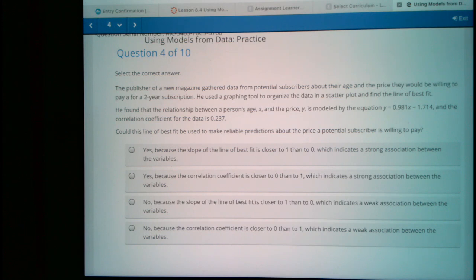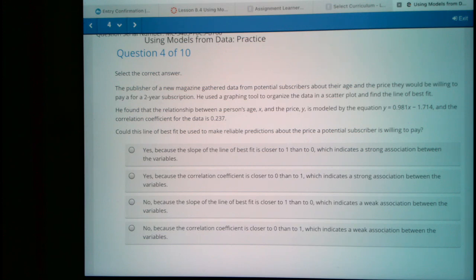Could this line of best fit be used to make a reliable prediction about the price a potential subscriber is willing to pay? The part that we really need to look at is the correlation coefficient. The closer the value is to 1, the more accurate the prediction equation is going to be. In this case, our correlation coefficient is 0.237, which is not very close to 1. And consequently, it's definitely not going to be yes.